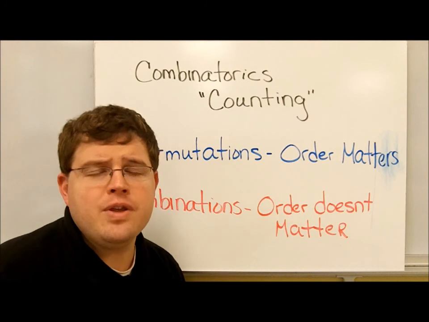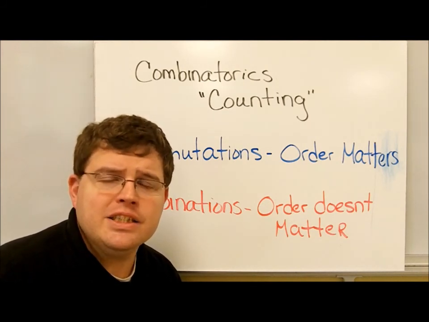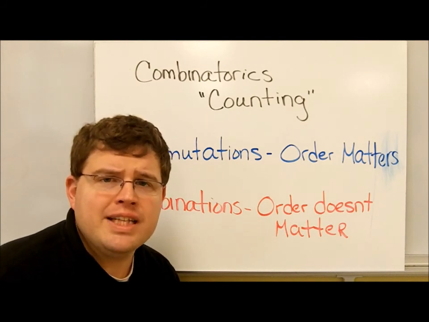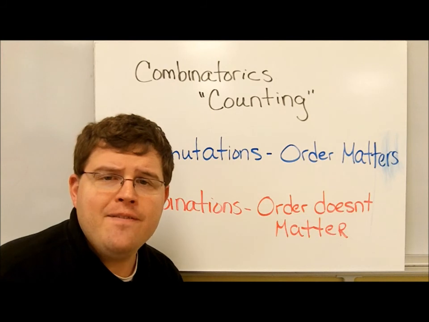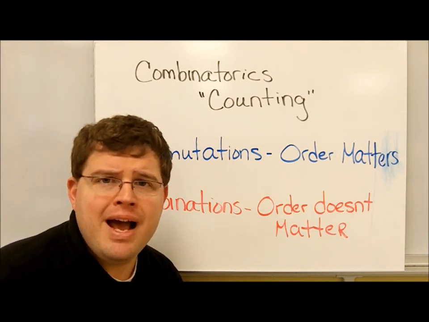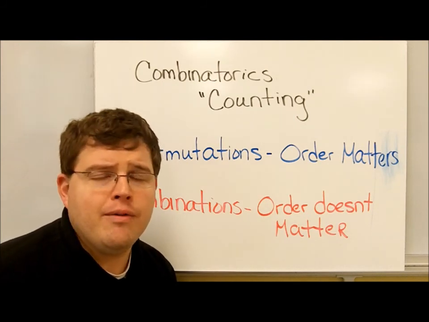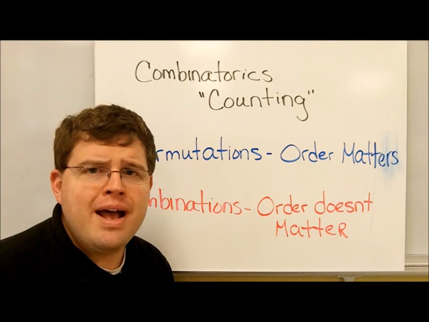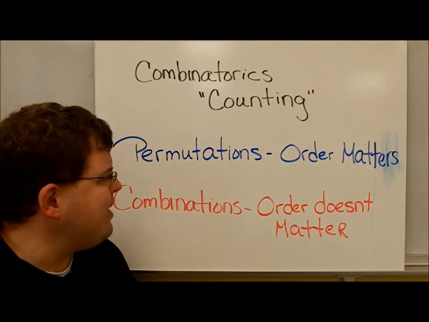First of all is if the order of the things matters. If I'm going to choose contestants from an art contest, first, second, third place, it matters what order I choose people in. If I'm going to select the code for your locker, the order I put the numbers in matters. 12, 15, 32 is not the same as 32, 12, 15. When the order matters, we call that a permutation. Permutation is when the order matters.